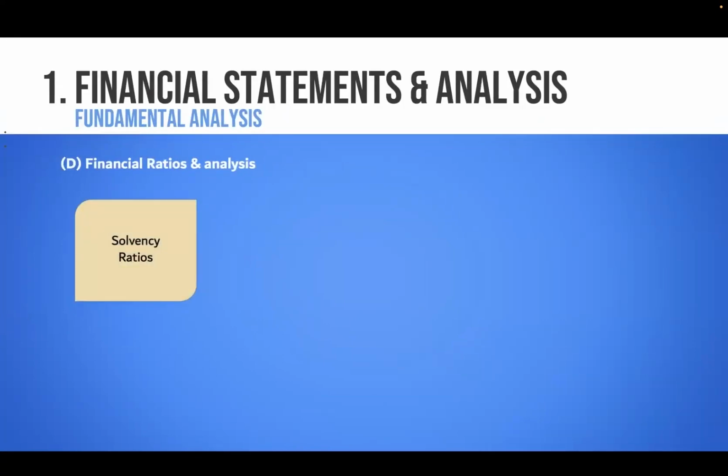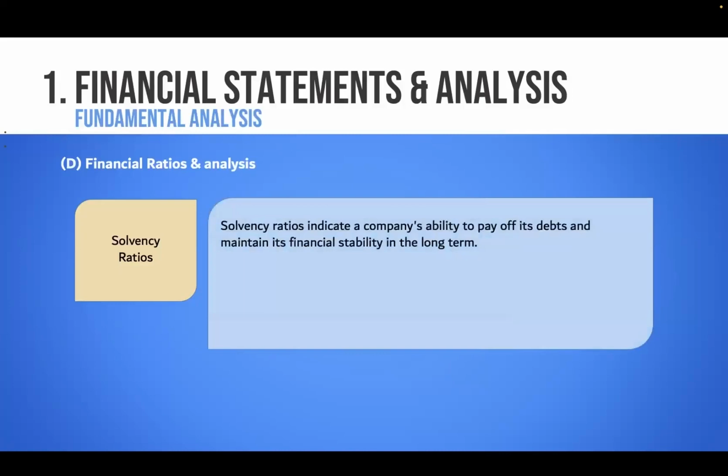So next one is solvency ratios. What are solvency ratios? Solvency ratios indicate a company's ability to pay off its debts and maintain its financial stability in the long term. What we're going to discuss in solvency ratios are the debt to assets ratio and the cash flow to debt ratio. Someone will say, how is this different from liquidity, right? Solvency answers what is the probability that the company may go bankrupt or become insolvent. So can they pay off long-term debt, and can they be a stable company, right?